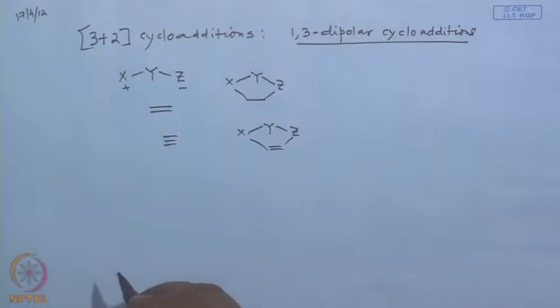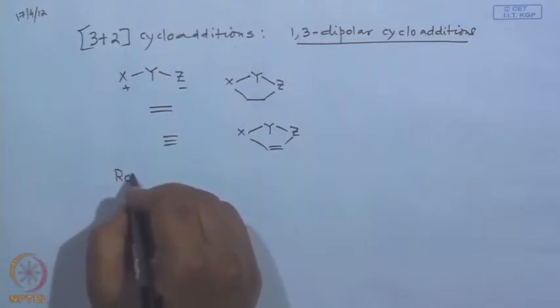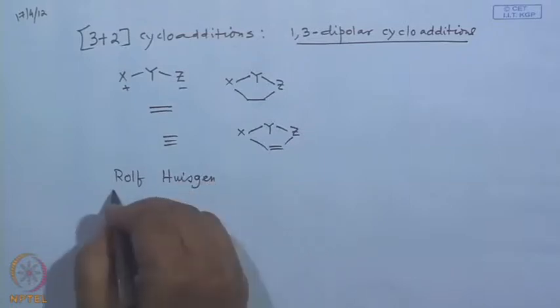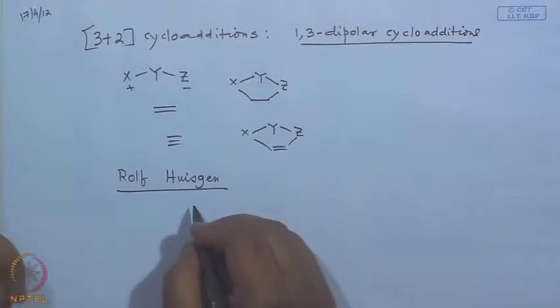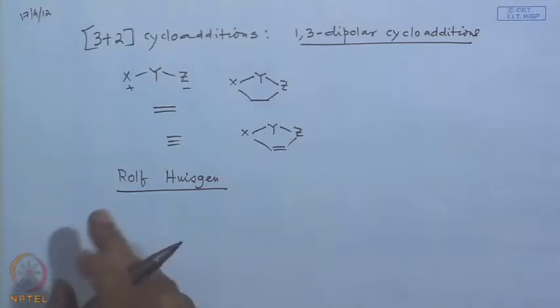So this is a very powerful methodology, and this lecture would be devoted to one of the very pioneers in this field, Rolf Huisgen. This is a German chemist. He is now more than 90 years old. Throughout his life, maybe 30-40 years, he worked exclusively on the 3+2 cycloaddition reactions, or the 1,3 dipolar cycloaddition reactions. And many of you probably know some of the reactions we will talk about.